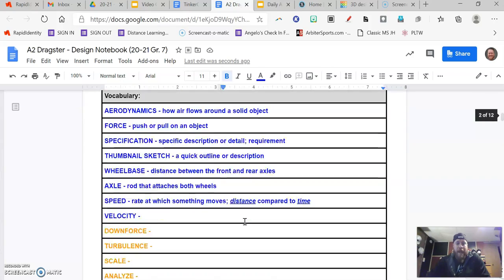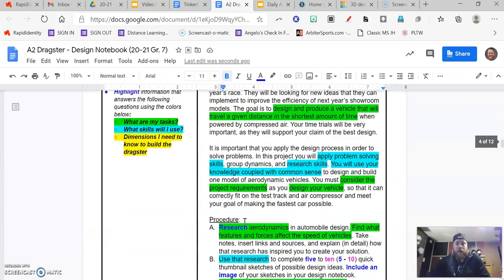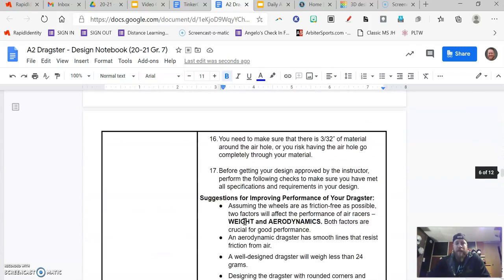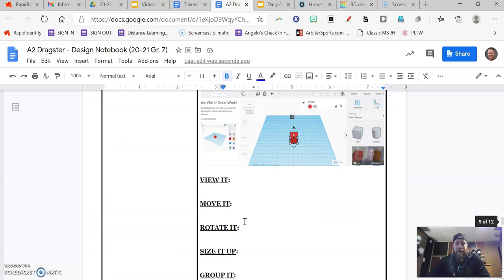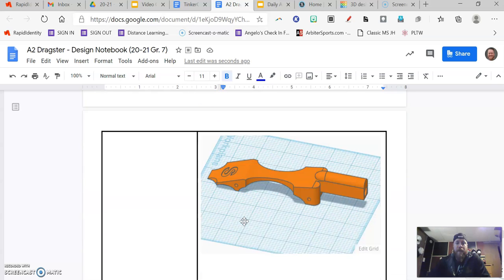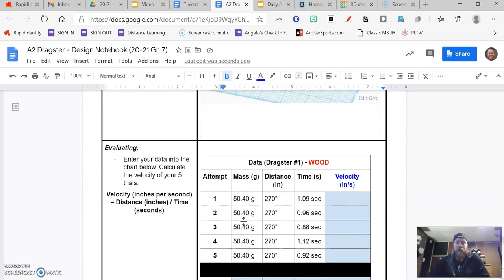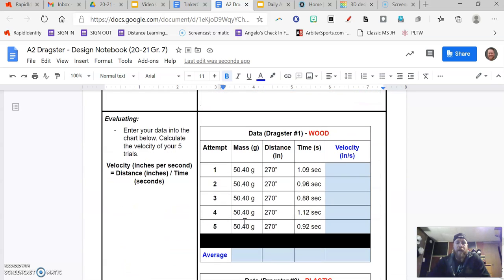All right, now we are going to scroll all the way down to the end of our design notebook to evaluating. So we have some data that we want to give you from 2 different cars. One of the cars that I built was out of wood, and so label this, it says data dragster number 1. You can just type wood in right here after this one to show that this is the information from the wooden dragster.